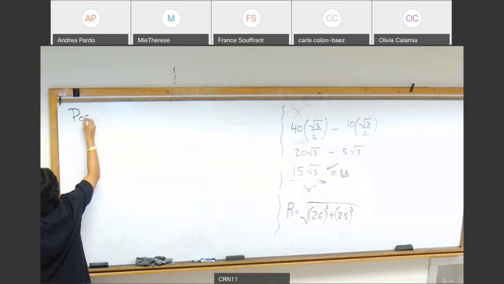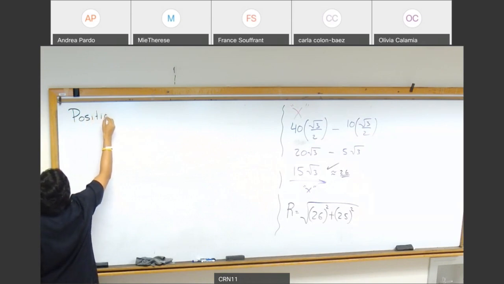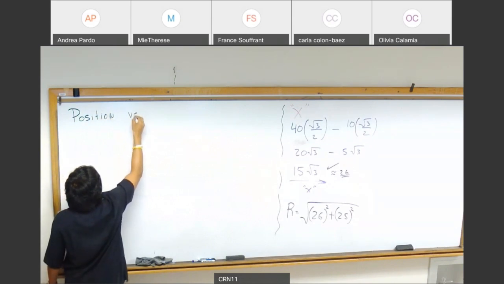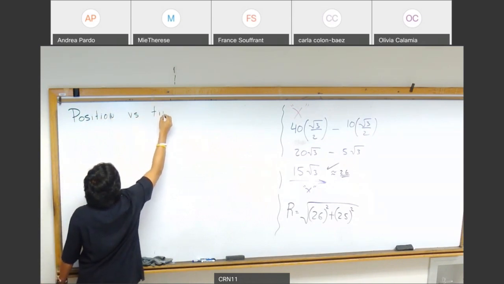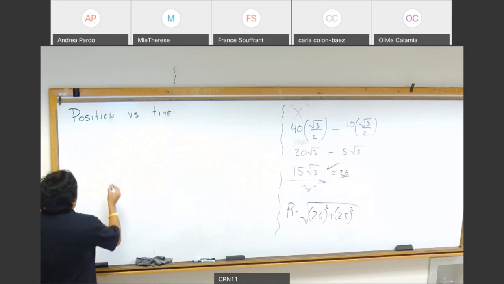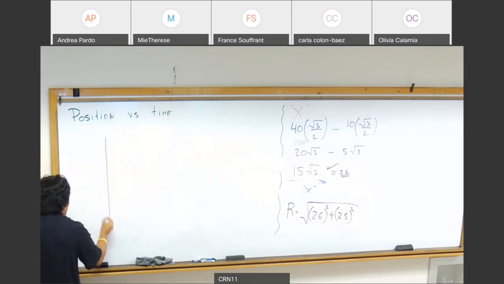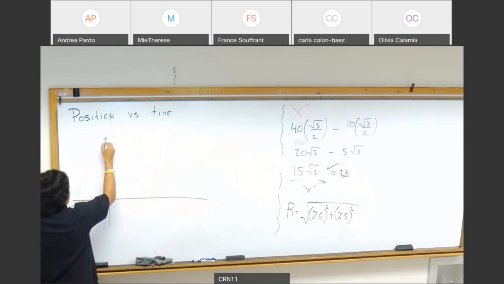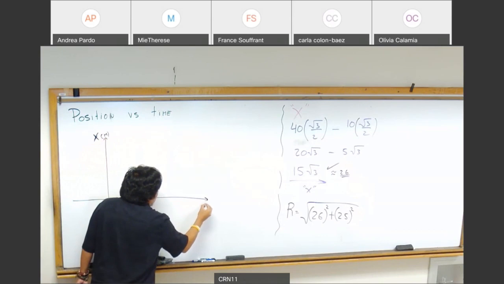So position versus time. How do you plot those graphs? You just have your axis like this, but now here you will have your position x. It's one dimensional, right? It's the horizontal x, and here is your time in seconds.